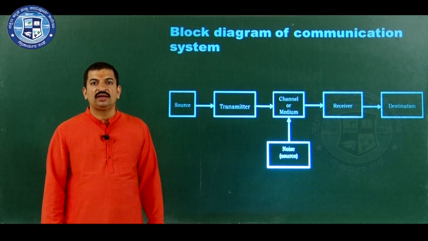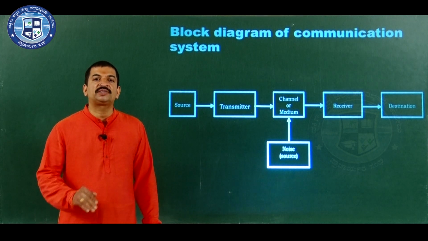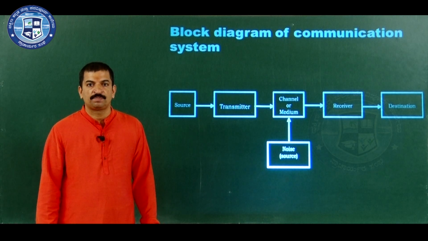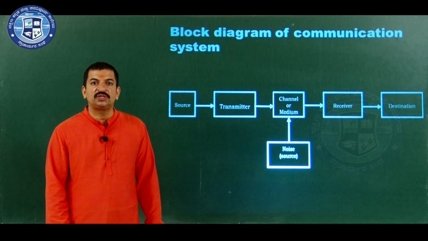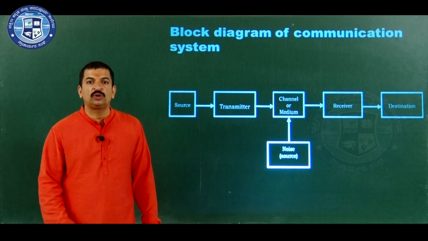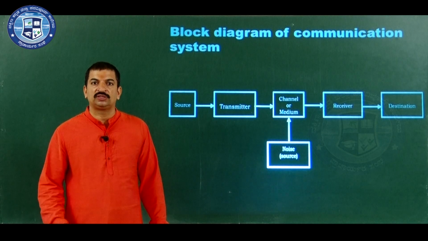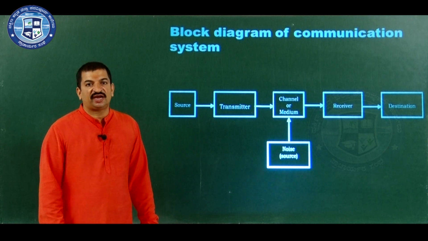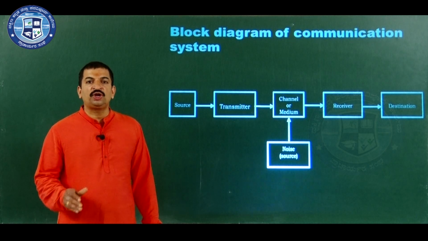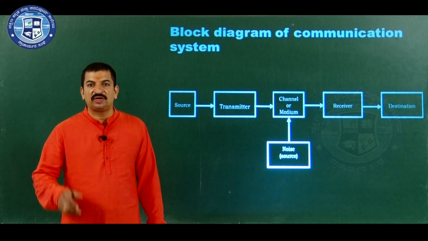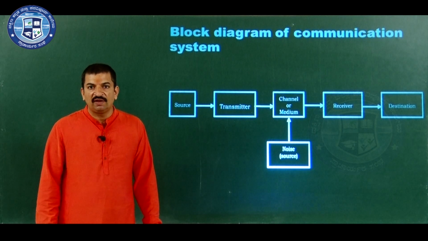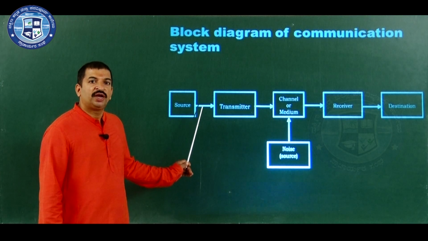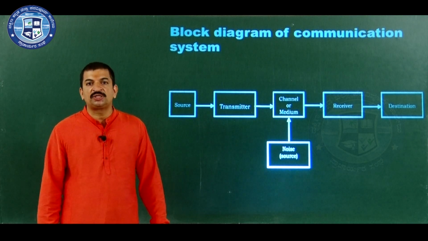Say, for example, if it is a sound wave, the sound wave is converted into an electrical signal with the help of the microphone. The microphone is a transducer which converts the sound wave into a corresponding electrical signal, which is known as the audio signal. Now, if it is picture information, the camera tube converts the picture information into an electrical signal, which is known as the video signal. So, the transmitter converts the information into an electrical signal.